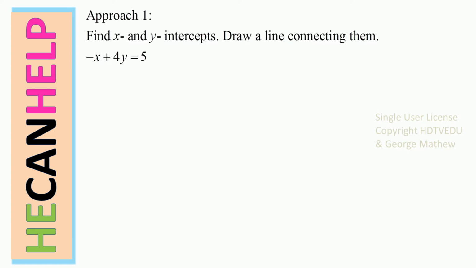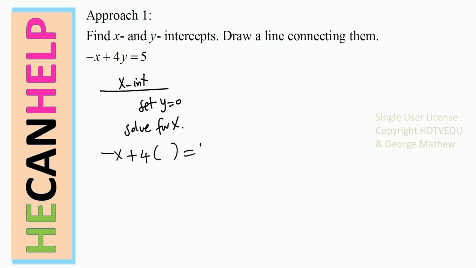So find x and y-intercepts, draw a line connecting them. Let's do that. X-intercept: set y equal to 0 and solve for x. So negative x plus 4y is equal to 5, y is equal to 0, so this whole thing goes to 0. So you get negative x is equal to 5, or x equals negative 5. So what is our point? X equals negative 5 and y is equal to 0.